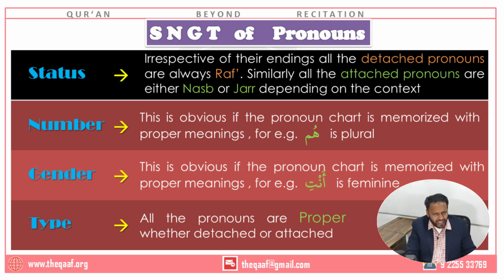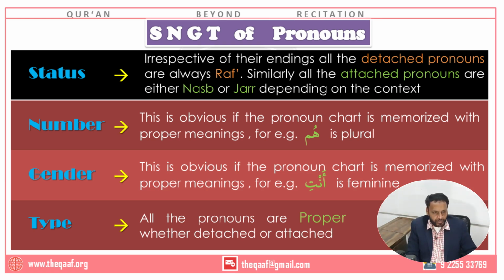What about type? Can you tell me what's the type? Is it common or proper? Common? Didn't we study the seven ways to make the word proper? Was pronoun not one of the ways? Didn't we study that? Pronoun was one of the seven ways. So these are all proper. Every time you see a pronoun, irrespective of whether it is attached or detached, they are all proper. So this is the SNGT for the pronoun. Easily done. Relatively, it is easy for the pronouns to decide the SNGT.